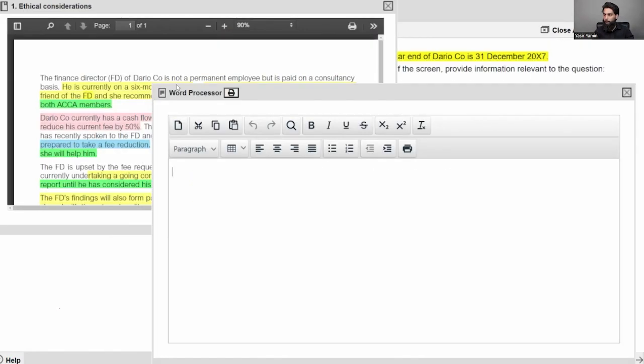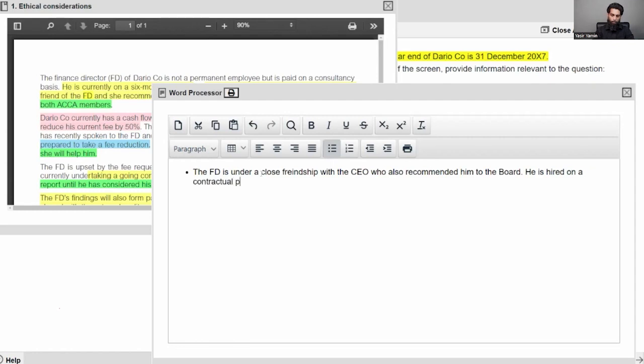Okay. So let's start from the very beginning, starting with the finance director being a friend of the CEO. Very good. So we can start here. The finance director is under a close friendship with the CEO, who also recommended him to the board. He is hired on a contractual basis, that is, not even permanent, and therefore an intimidation risk is present here.